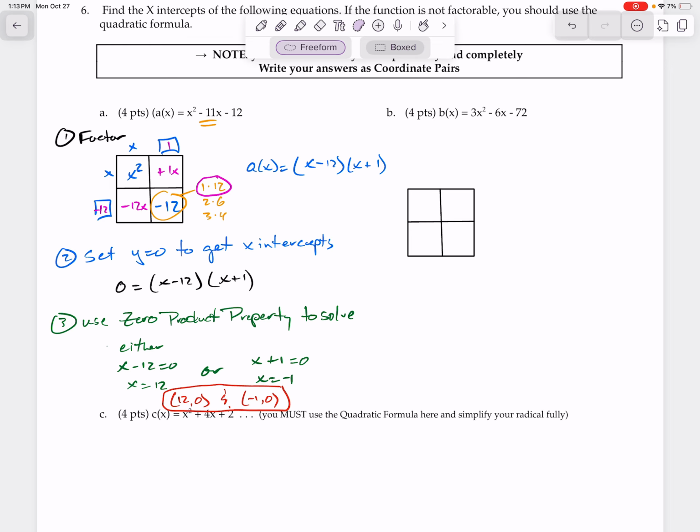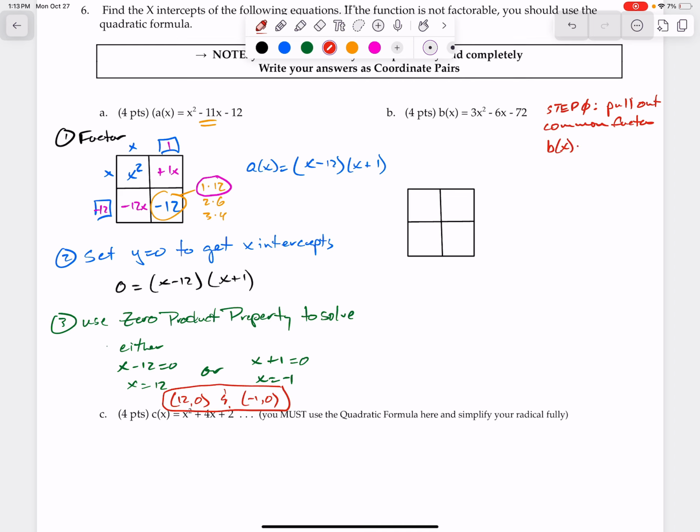Fine. All right, same thing over here, only we're going to do like a step 0. Pull out common factor. So that then we'll have b of x equals 3 times x squared minus 2x minus 24. So then we'll go back to our original and we'll factor.